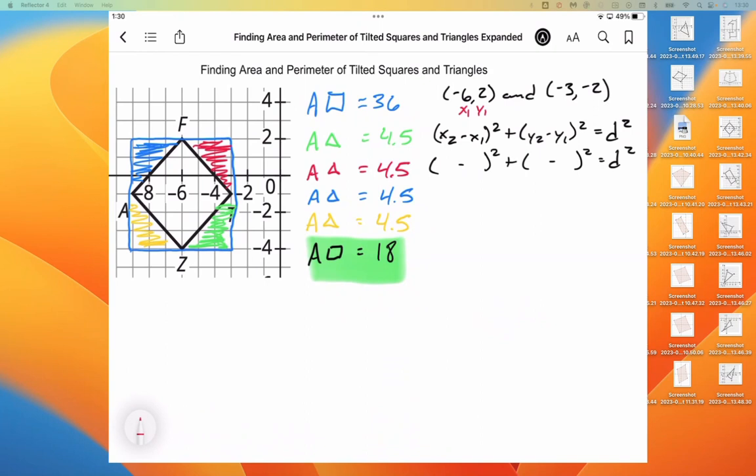x1, y1, x2, y2. x2 minus x1 is going to be negative 3 minus negative 6. y2 minus y1 is negative 2 minus 2. Rewrite this as negative 3 plus 6. And so we'll have negative 3 plus 6 is positive 3. Negative 2 minus 2 is negative 4.